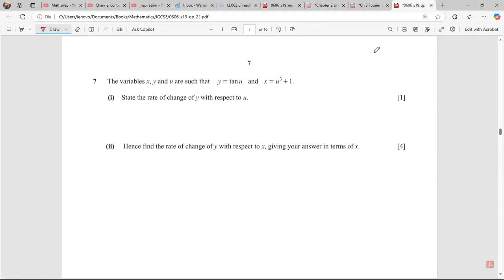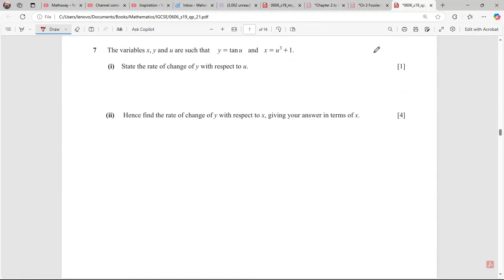Question number 7. Okay, state the rate of change of y. So we need to find dy by du, right? Rate of change of y with respect to u. So it is easy from here. Remember the formula of derivative of tangent u. It is going to be secant square u.